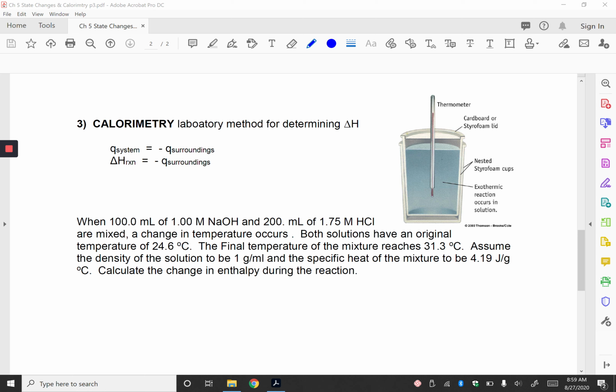Hi guys, we're going to talk about calorimetry today. Calorimetry is a lab method to determine the heat that is transferred by my reaction or by a system indirectly. So we learned that if I want to calculate the heat that is transferred, I do Q equals MC delta T. Now that sometimes is a little bit hard to do.